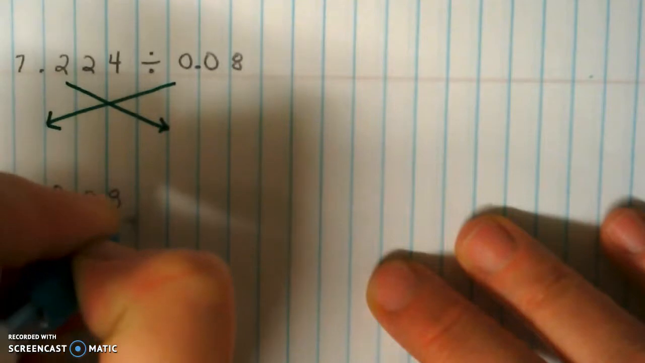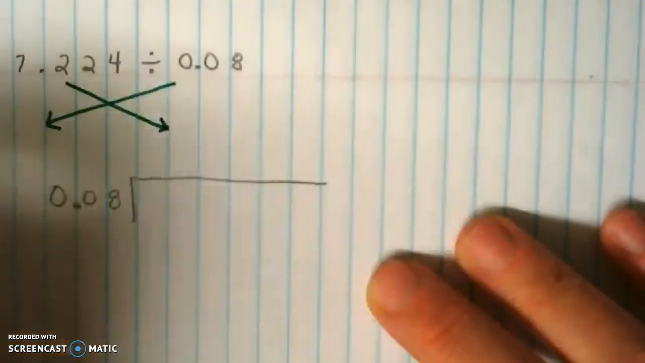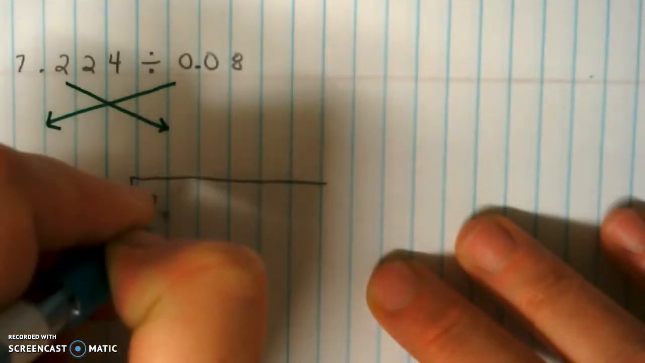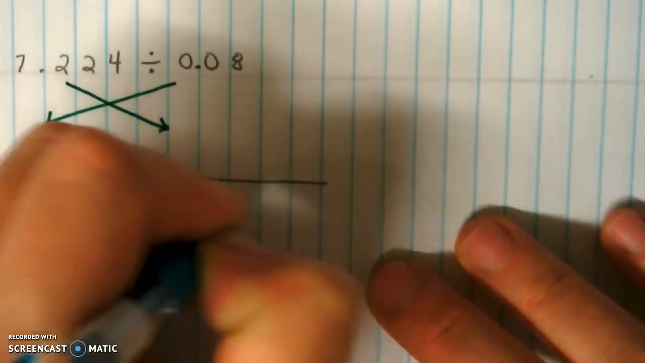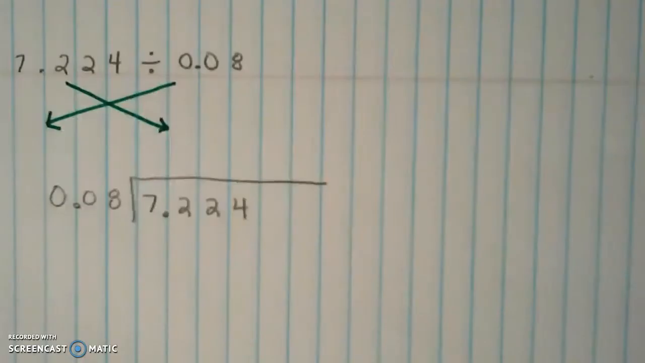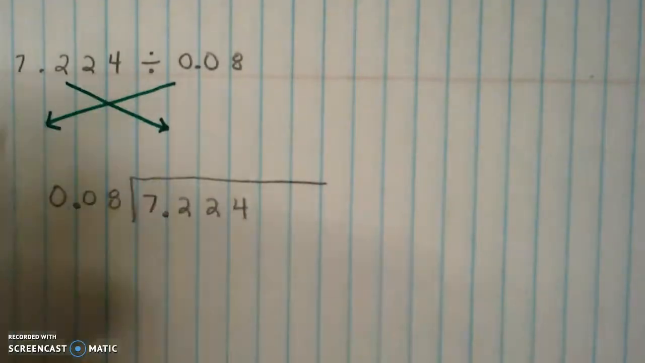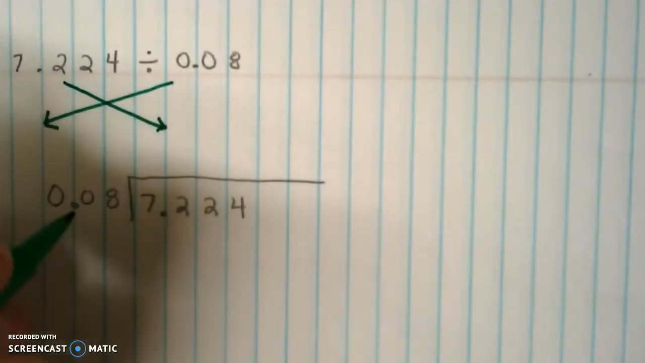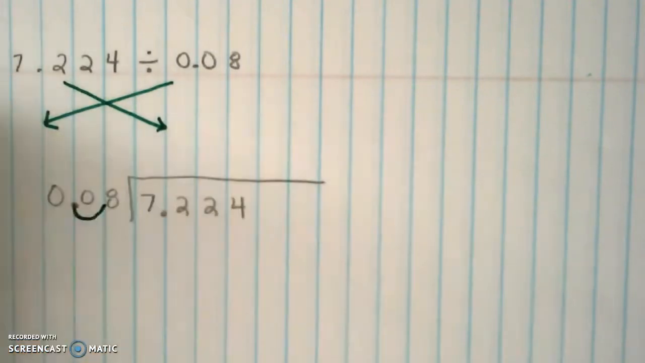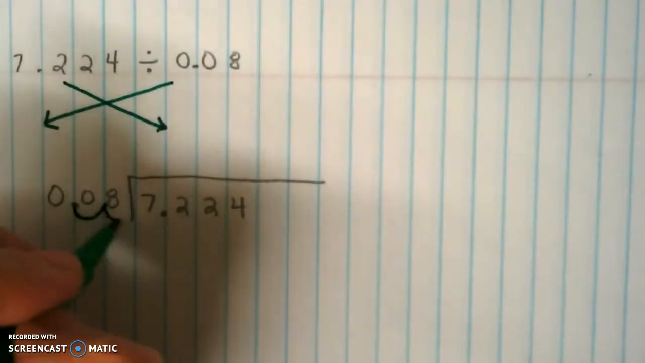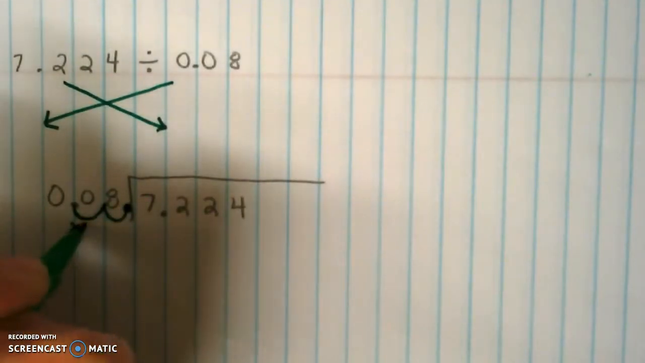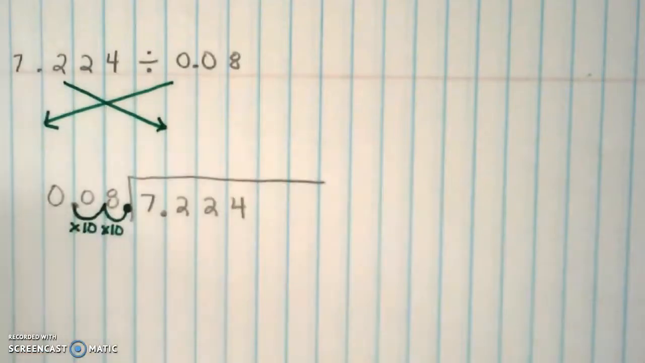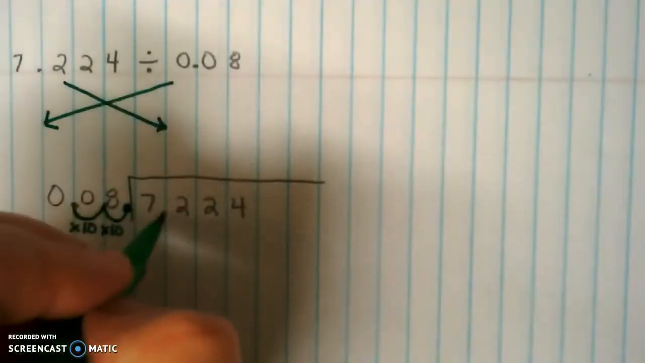0.08 is our divisor, and 7.224 is our dividend. When I look at my divisor, I see that there's a decimal. So I need to take this 8/100ths and make it a whole number. And if I only move my decimal once, it's not a whole number. So I need to move it again. Times 10, and times 10, which really is just multiplying by 100.